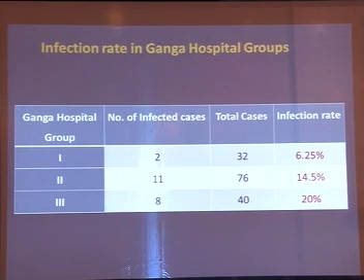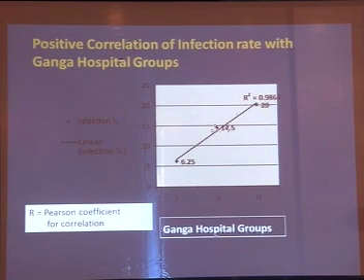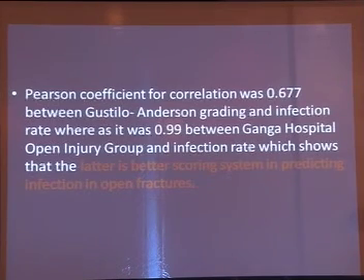The infection rate in Ganga Hospital groups 1 to 3 was 6.25%, 14.5%, and 20%. And there was also a linear positive correlation of infection rate with Ganga Hospital group. The Pearson coefficient of correlation was 0.67 between the Gustilo grading and infection rate, whereas it was 0.99 between the Ganga Hospital open injury group and infection rate. We saw that the Ganga Hospital open injury group is the better scoring system in predicting infection in open fractures.